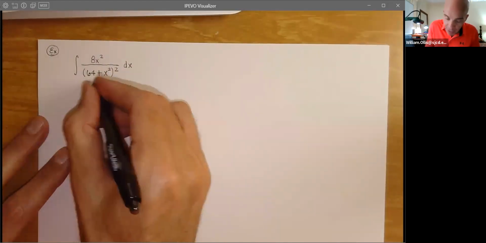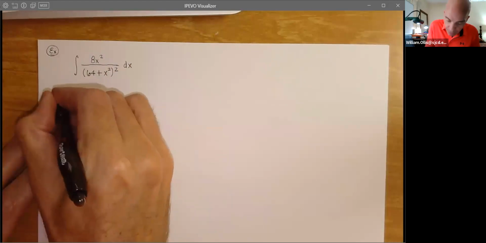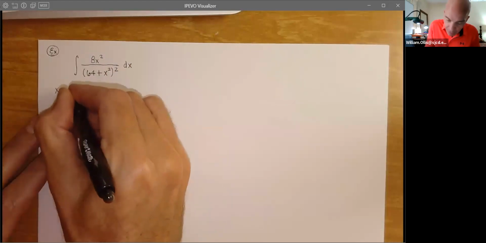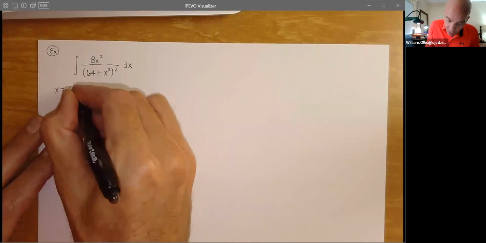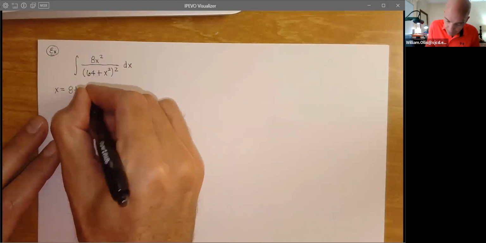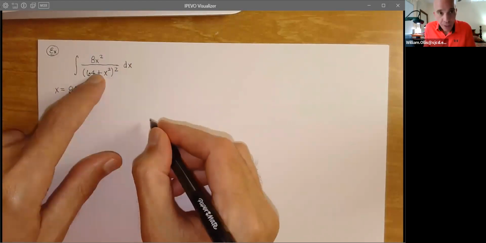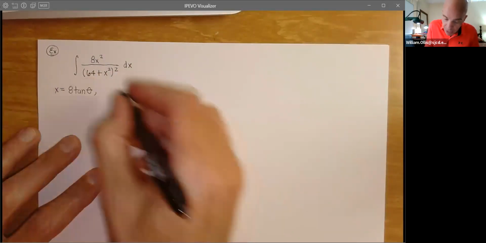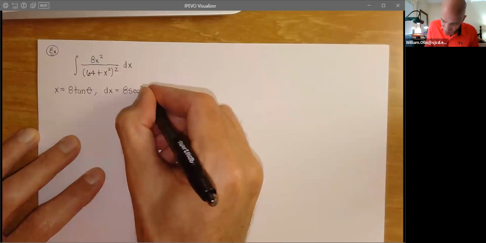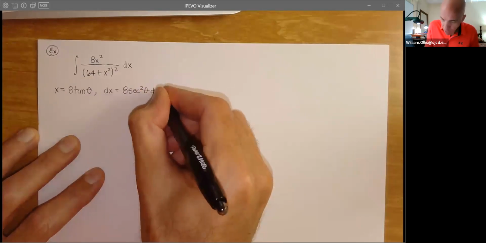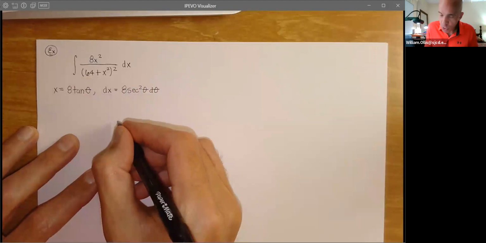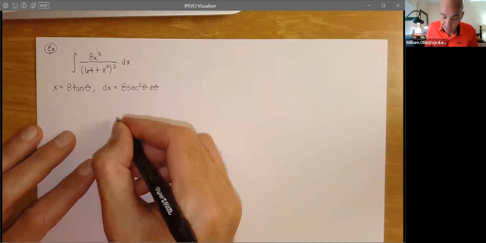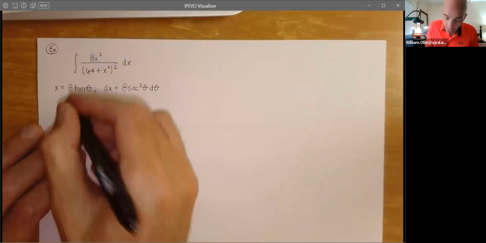So now, again, we're going to let x be 8, in this case, tangent theta. Because we've got the plus here, we've got the a is 8, right? And so now dx will be 8 secant squared theta d theta. Good old Leibniz with his differentials certainly has made our life easier. And so now let's go ahead and figure out what we have.